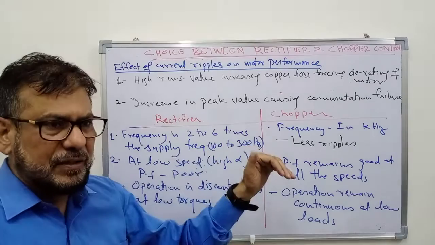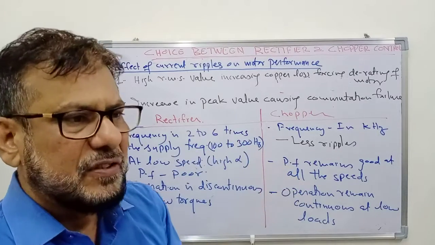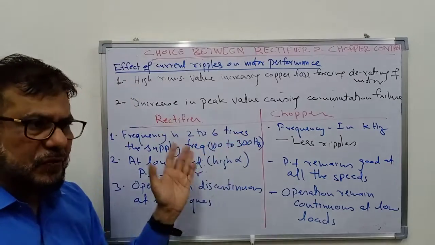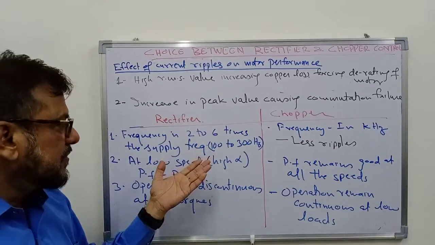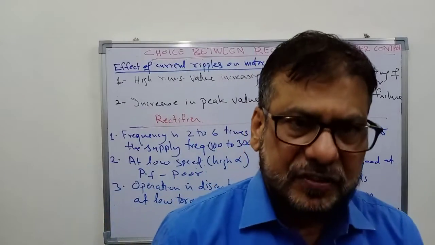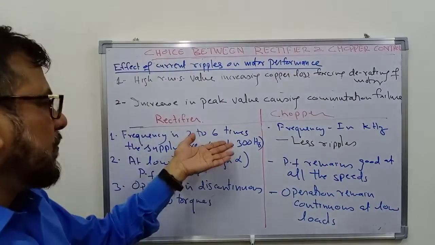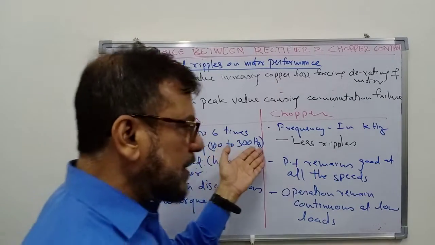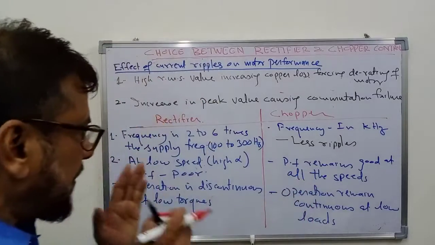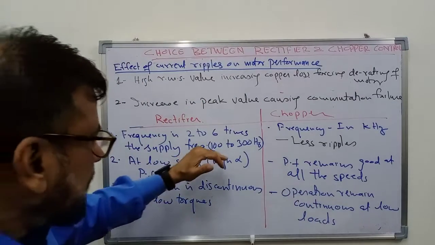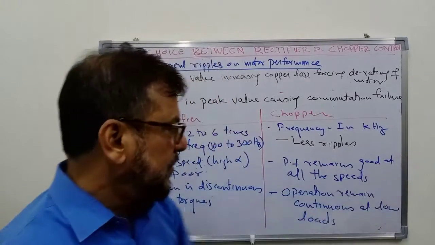For a 2 pulse converter, that is a single phase full wave rectifier, the frequency of the output current will be twice the input frequency, that is 100 Hz. And for a 6 pulse rectifier, that is a 3 phase full wave rectifier, the output will have 6 pulses in one cycle, so the frequency will be 300 Hz. So the frequency of the output current will be from 100 Hz to 300 Hz.